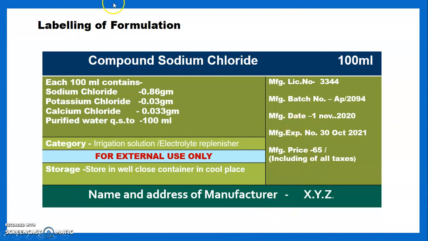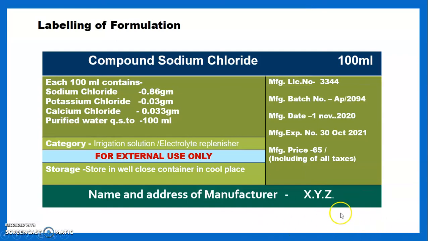Then other manufacturing details like the manufacturing license number, manufacturing batch number, manufacturing date, then expiry date of our preparation, maximum retail price, and lastly we should mention the name and address of the manufacturer at the bottom. All these specifications should be mentioned properly on our label. So we get an idea about our preparation. While making the label, we should keep in mind that our label is not too big compared to our container, or too small. It should be appropriate.